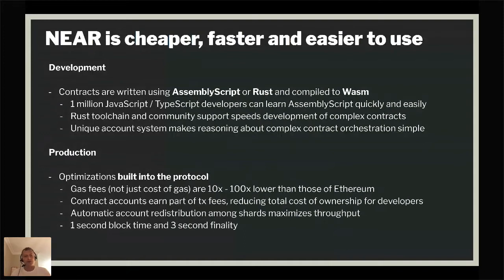As I mentioned, accounts earn part of these transaction fees. Accounts are also redistributed by the protocol automatically around shards. So if you get a shard that gets pretty hot, like a CryptoKitties account or something like that, then the protocol will move that over to its own shard and let the other ones kind of run on their own. We're currently running one shard in mainnet and one shard in testnet, but there is a guild working on the sharding mechanism, and that's improving as we go along.